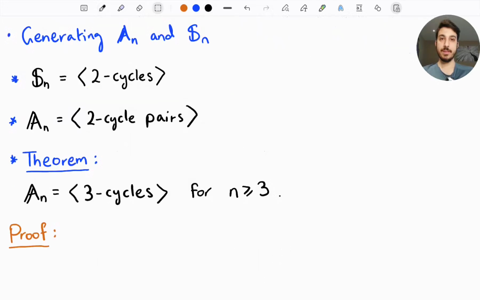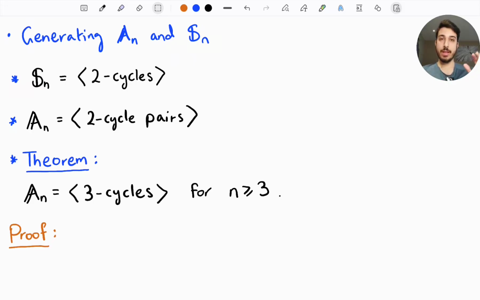The next topic of discussion is one of my favorites. It's very interesting how these specific groups are generated this way. So generating An and Sn goes as follows. The first thing to note is that we've said that any permutation in Sn, by the way, if you've forgotten what Sn and An are, I highly recommend you go back to lesson 5 in symmetric groups and check it out.